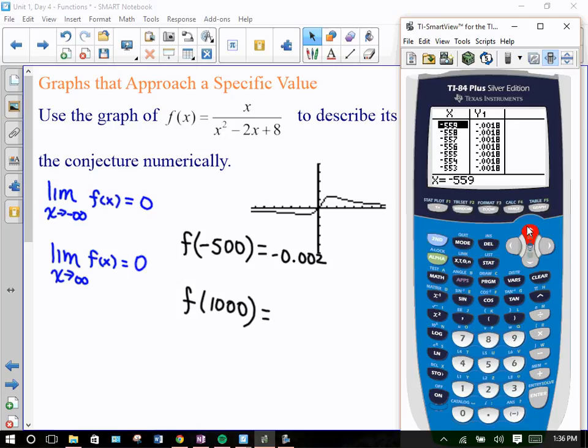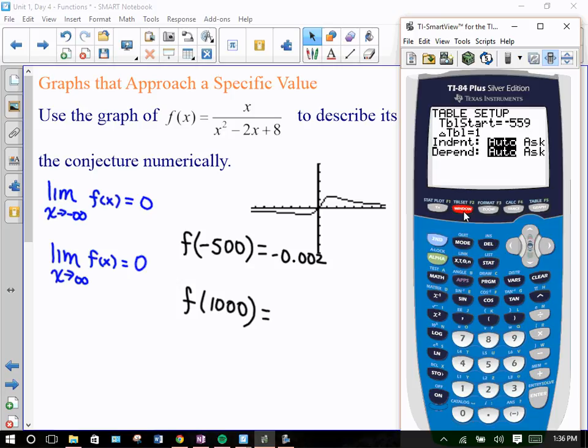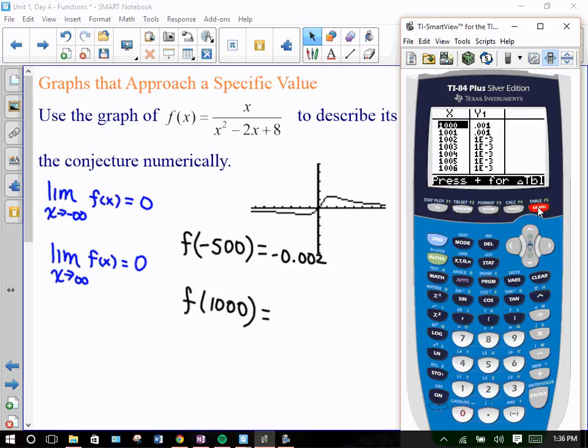Now, what do you find in your calculator? Second, table set, we're going to 1,000. We hit second graph. Okay, so now it's at 0.001. Is that approaching zero? Yes. As I continue to go down this way, it's getting really small. So it's approaching zero. So our estimate of zero was correct.